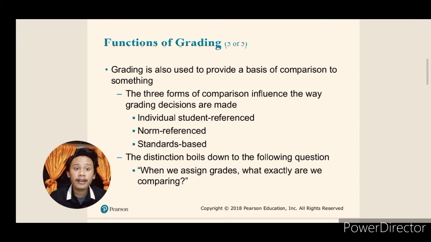In comparison, there are three forms that influence the way grading decisions are made: first, individual student reference; second, norm reference; and third, standards-based. This distinction boils down to the following question: when we assign grades, what exactly are we comparing? These are some important pieces of information about giving grades, or the functions of having grades.